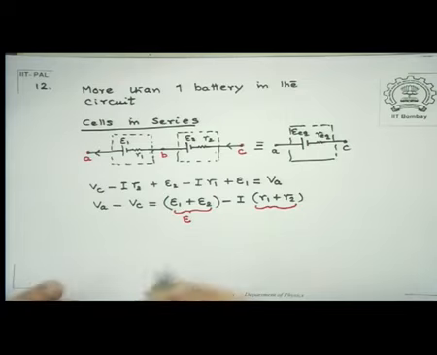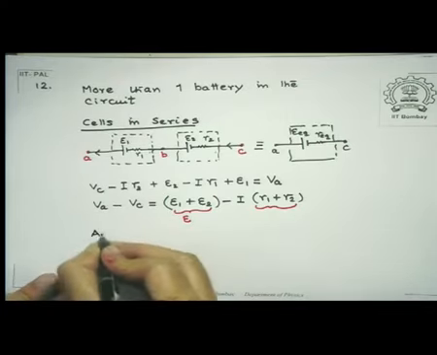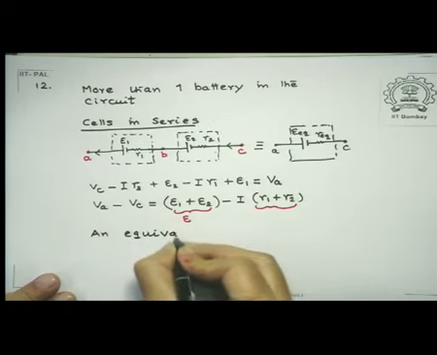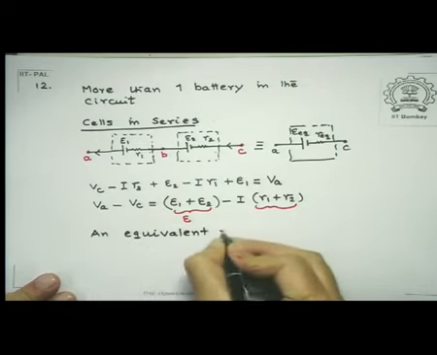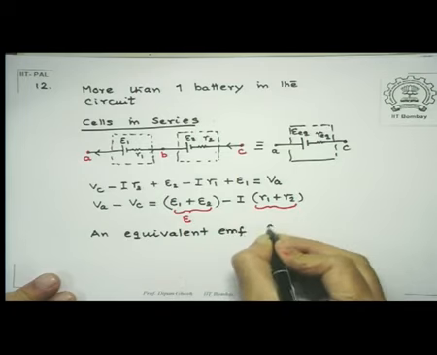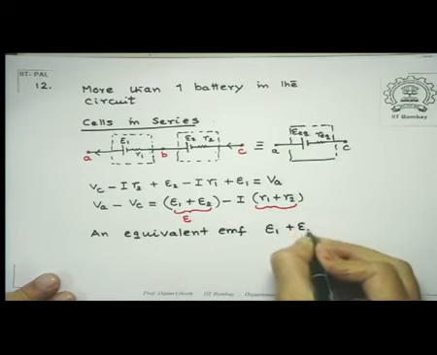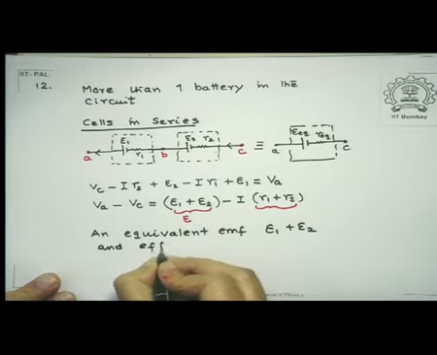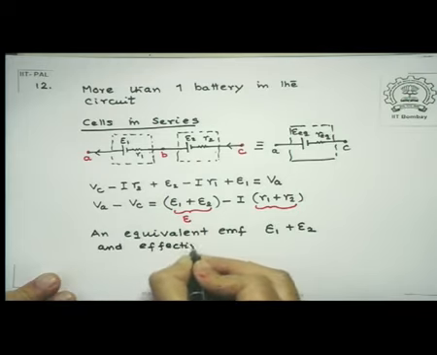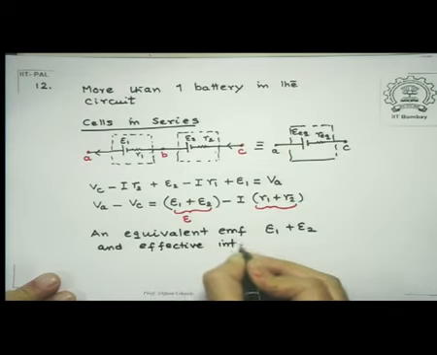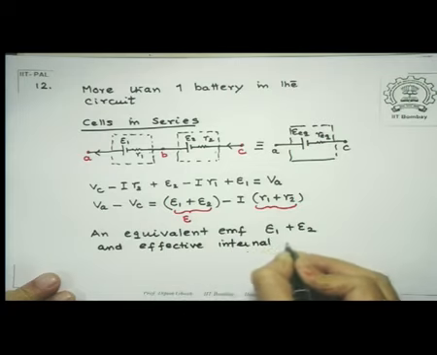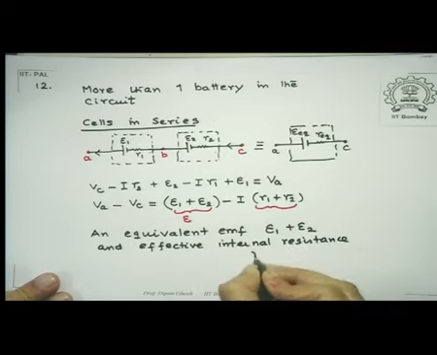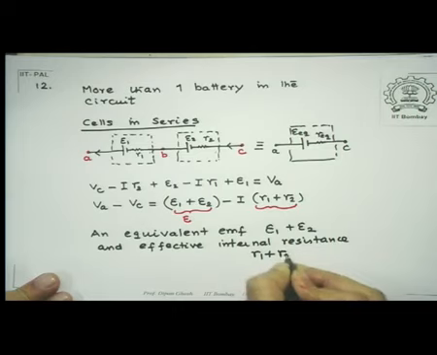by an equivalent EMF, which is E1 plus E2, and effective internal resistance, which is simply the two resistances added in series.